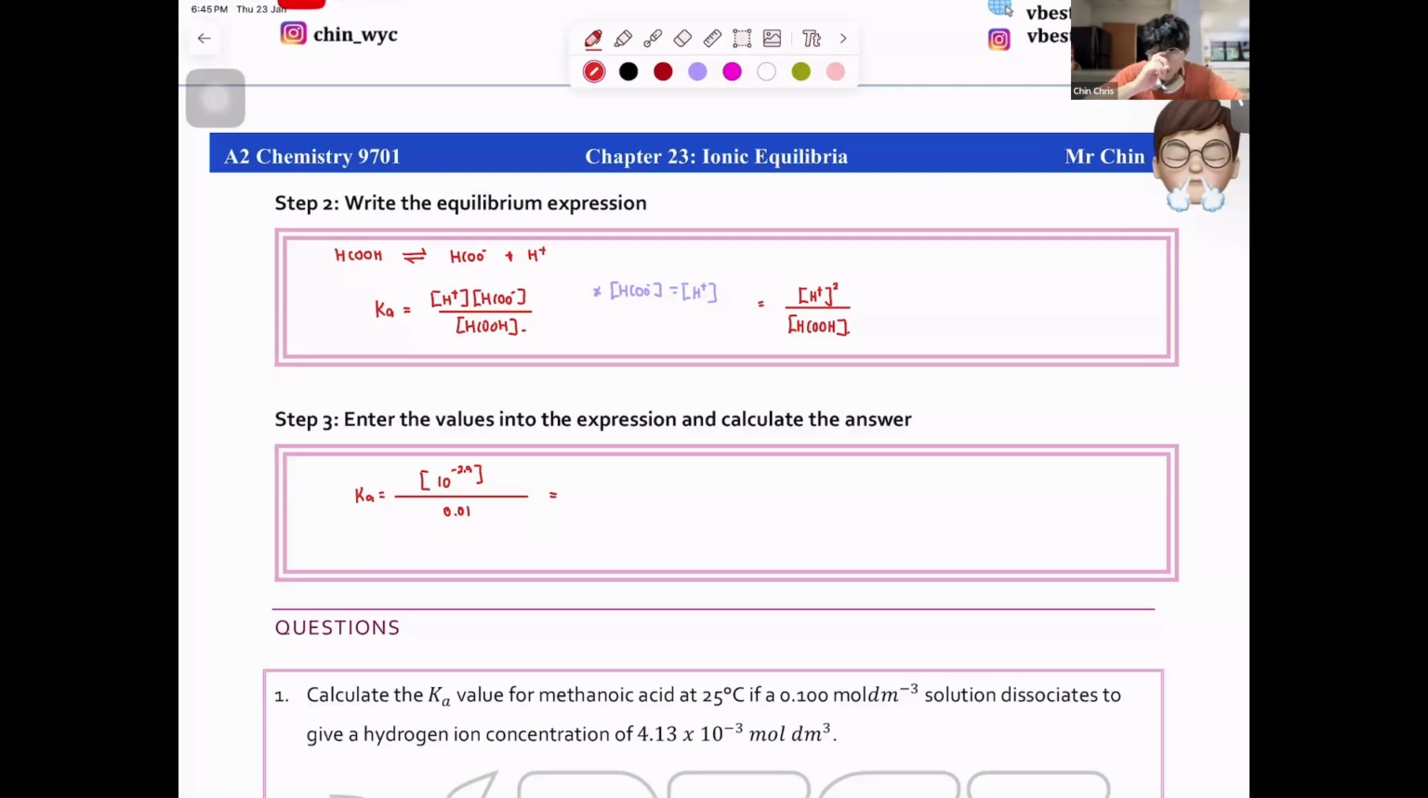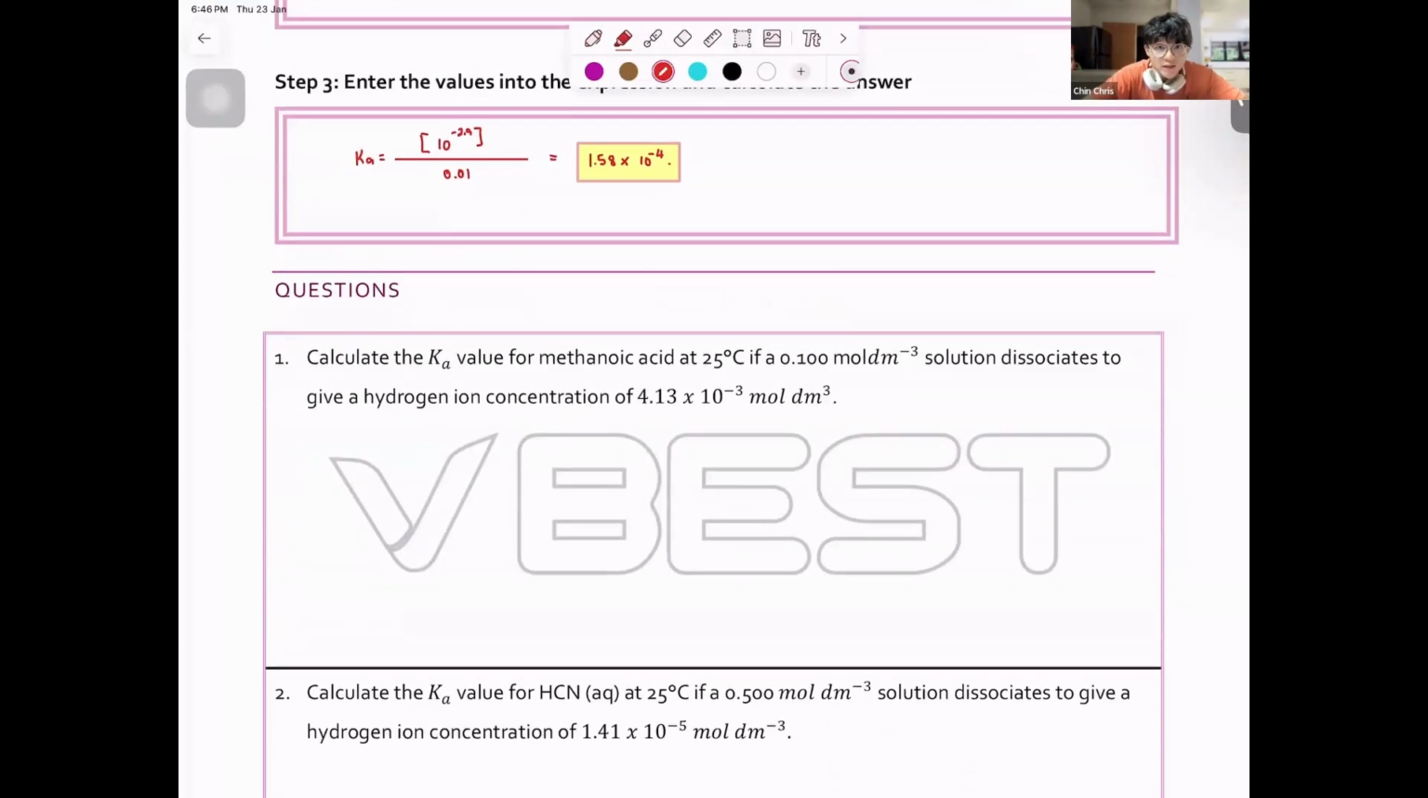Guys, one's done. Please let me know your answer. It should be 1.58 times 10 to the power negative 4, right? Correct. Okay, one's done. Next, the bottom question. Let's go.